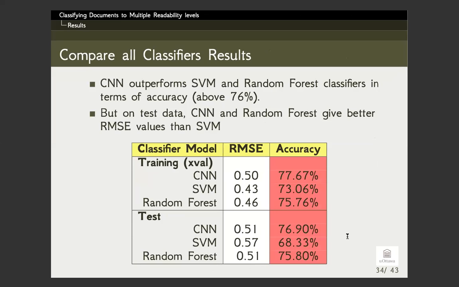To compare all classifiers together, in this table, we can see that CNN outperformed all the classifiers. It gave us better classification accuracy, 76, better than SVM and random forest. However, in RMSE values, we can see that CNN and random forest have the same value, a little above 0.5.